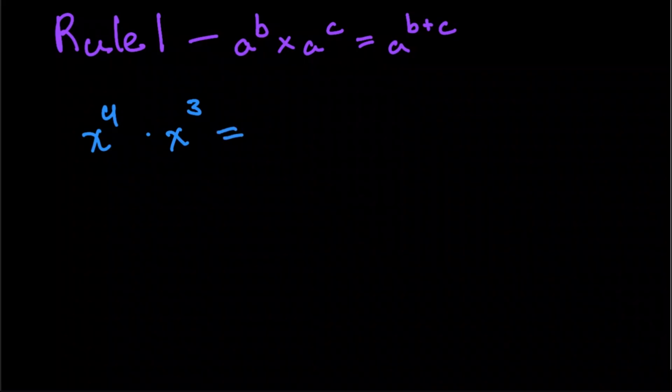So here is a problem. x to the 4th times x to the 3. This dot represents a multiplication. This will just be x to the 7th. But why does this actually work?